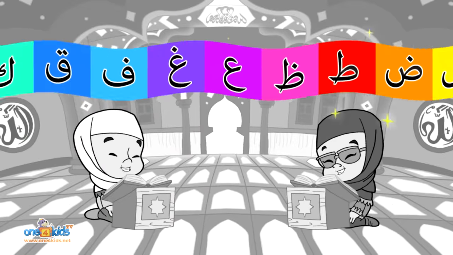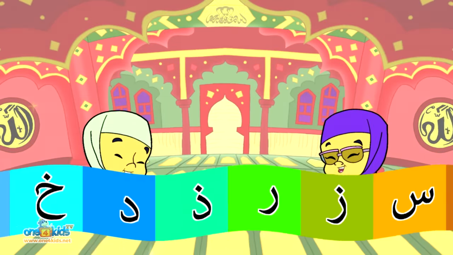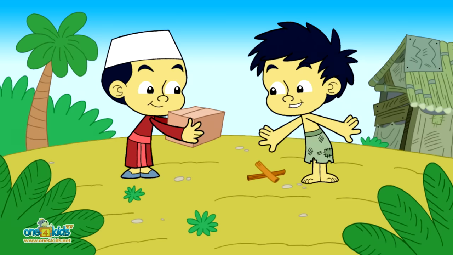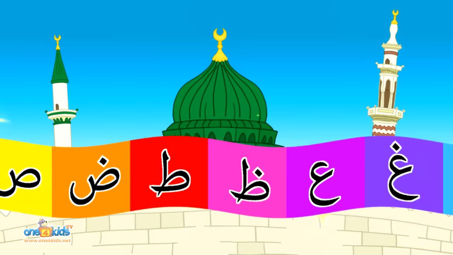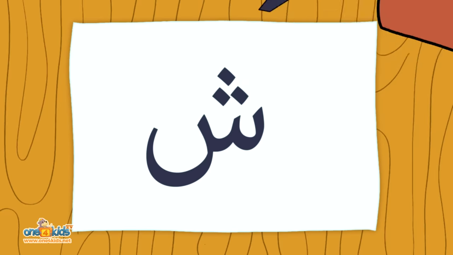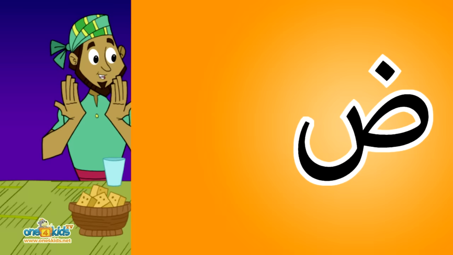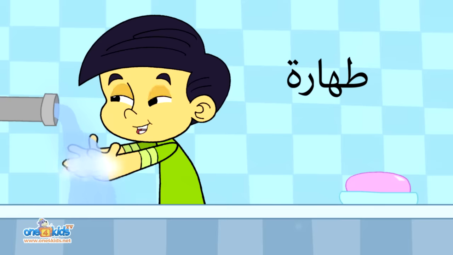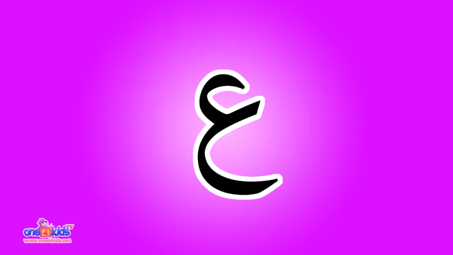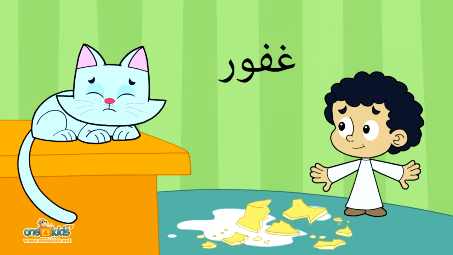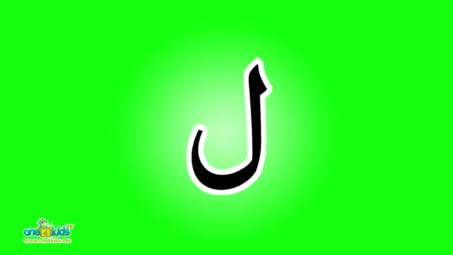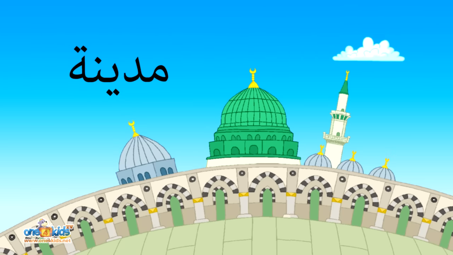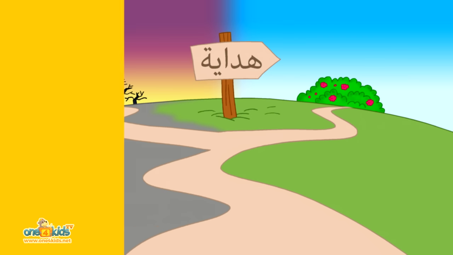We're learning the Arabic alphabet so we can read and learn Al-Quran, the language of our beloved Muhammad, the last prophet sent from Allah. Shin is for Shams and Sad is for Sawt. Dad is for Daif and Ta for Tahara. Dha is for Dhilal, Ain is for Ibadah, Ghain is for Ghafoor, and Fa is for Fatiha. Qaf is for Quran, Kaf is for Kitab, Lam is for Latif, and Mim is for Medina. Nun is for Noor, Ha is for Hidayah, Waw is for Wujood, and Ya is for Yawm ad-Din.